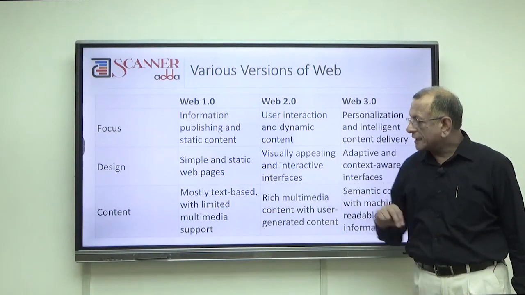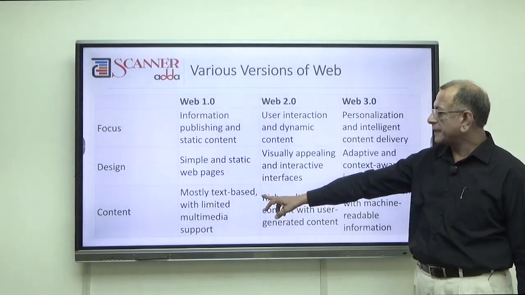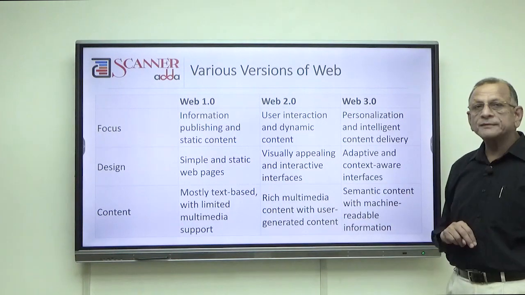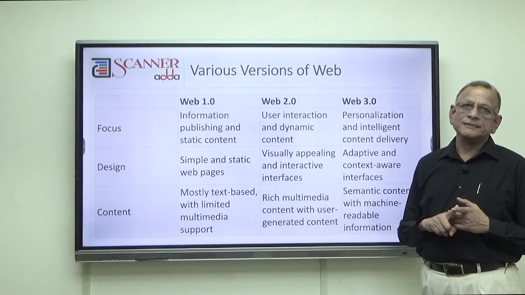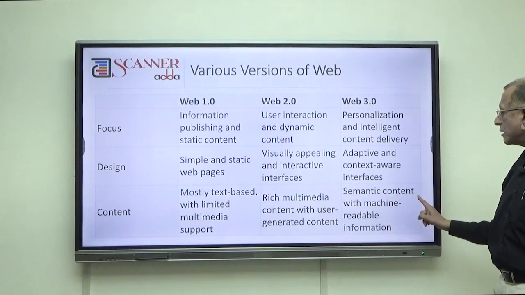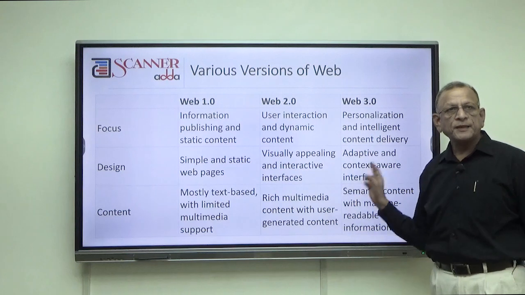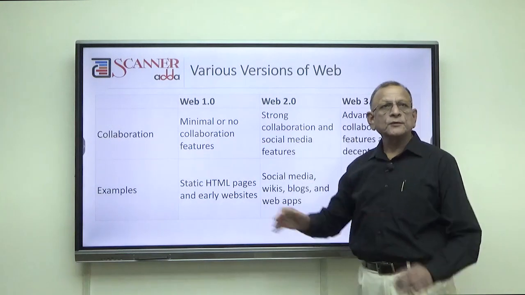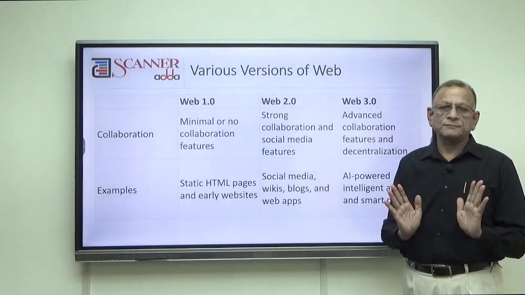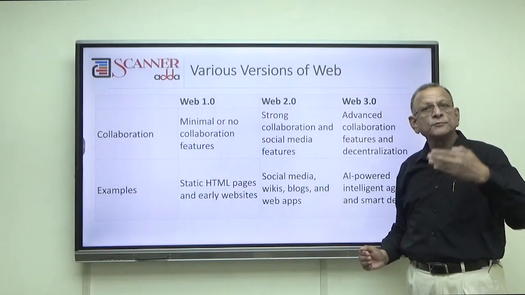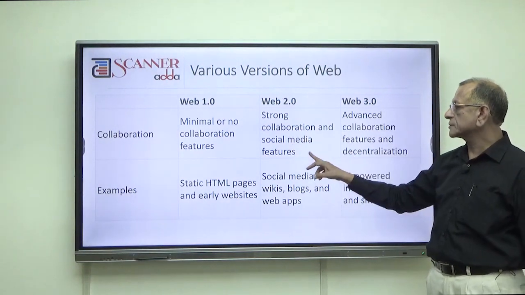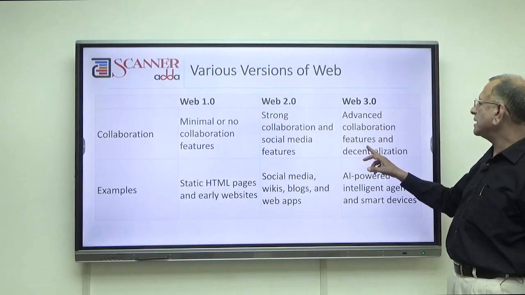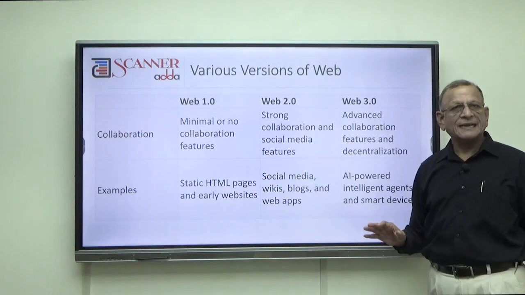In the case of content, Web 1 was mostly text-based with limited multimedia support. In the case of Web 2, rich multimedia content with user-generated content. And in the case of Web 3, semantic content with machine-readable information. From the perspective of collaboration, in the case of Web 1, it was minimal or no collaboration. In the case of Web 2, it improved, with strong collaboration in social media features. But in Web 3, it's very advanced collaboration features and decentralization.